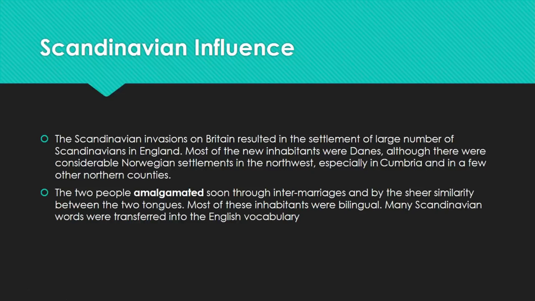And then what happened? There were already people living in Britain at that point of time. These people came into contact with the Scandinavians. These two peoples amalgamated because there were intermarriages, all kinds of relationships between them. This resulted in a new kind of vocabulary or language. These new inhabitants were mostly bilingual. They talked the language of the island and also the Scandinavian languages. Because of these intermarriages and all, many Scandinavian words were transferred into English vocabulary. So it was a bilingual period.